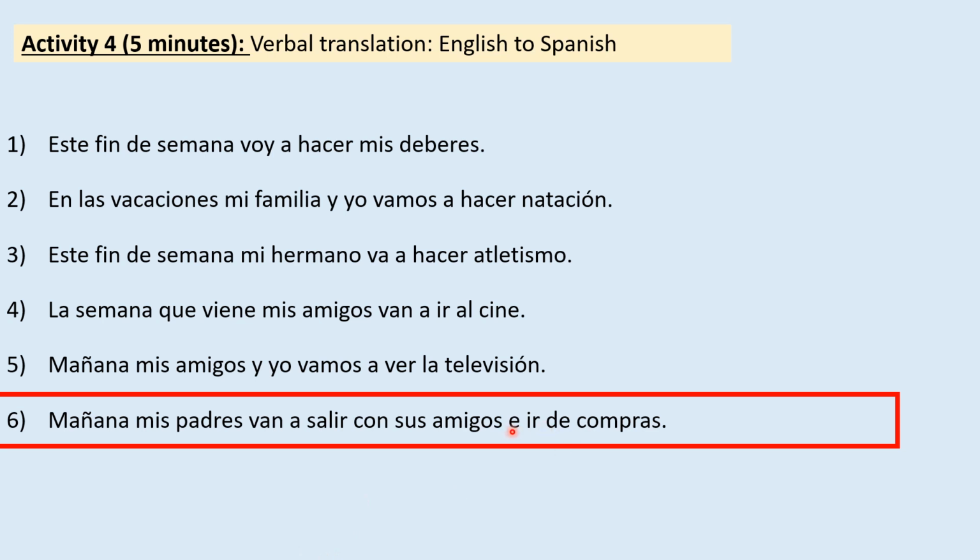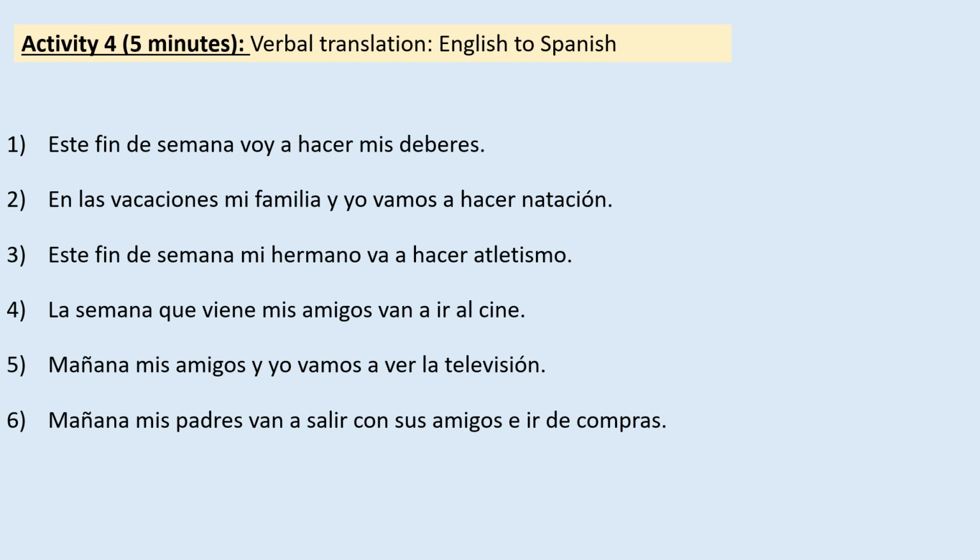And notice the E means and. I didn't use Y here because it was before the vowel I. So I'm not allowed to write the Y, it turns to an E there. Okay, next one. Next week, my friends are going to go to the cinema.